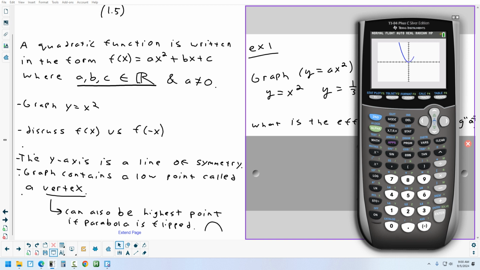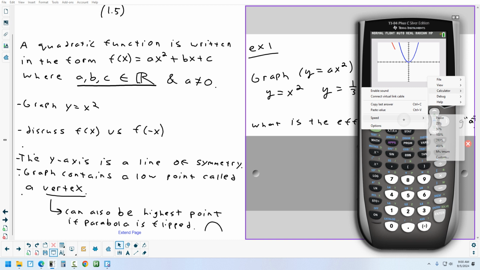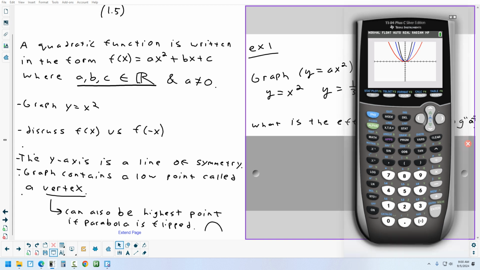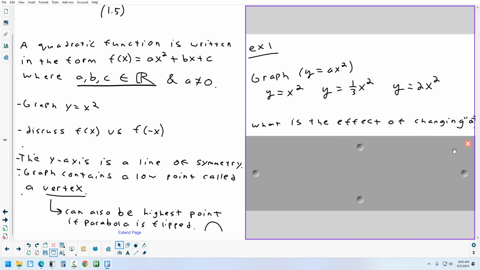Okay, so there's your original. There's the second one. And the third one. So anybody think they can explain what the effect is when you change the A value? Yeah, Roger. Vertically stretches or squishes it.